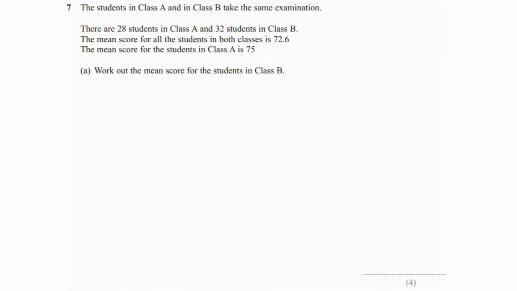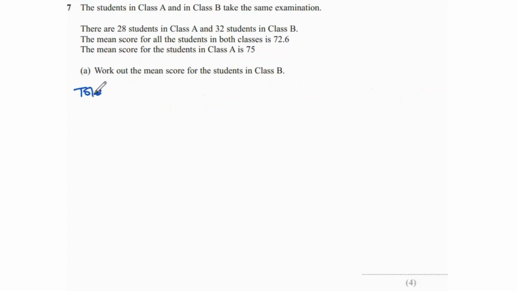Next question says that the students in class A and in class B take the same examination. There are 28 students in class A and 32 students in class B. The mean score for all of the students in both classes is 72.6. The mean score for the students in class A is 75. Work out the mean score for the students in class B. Once again, very similar to the questions that you've done so far. So what you should do is first find the total score of the students in class A and class B. So to work out the mean score for students in class B, first we need to figure out the total score of the students in both class A and class B.